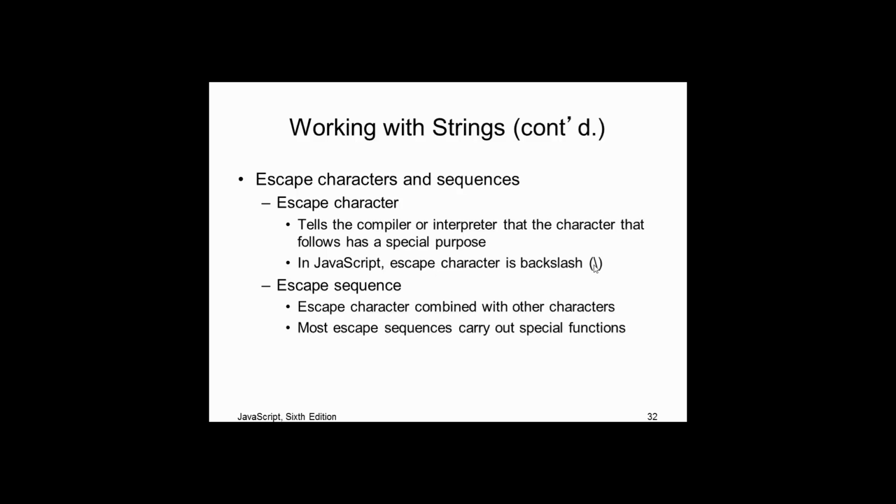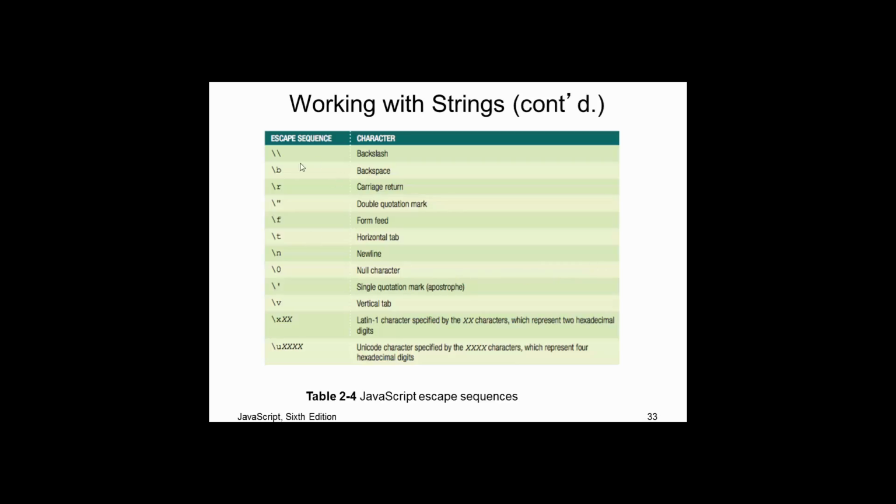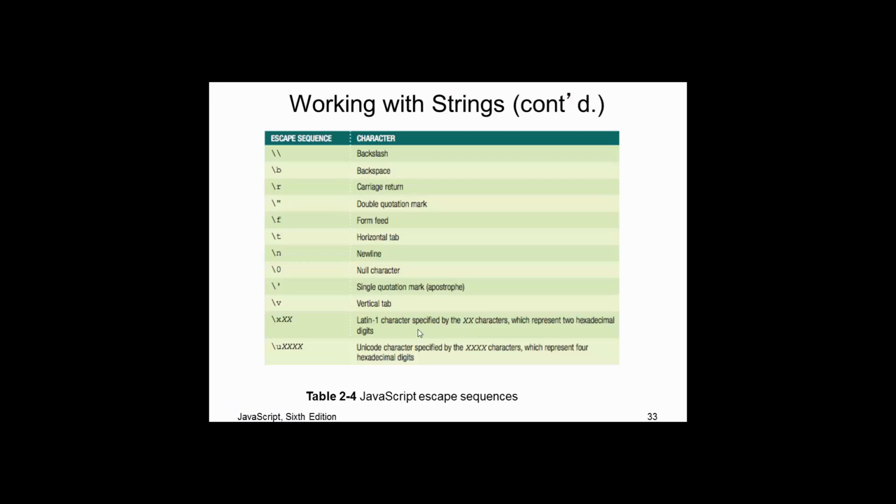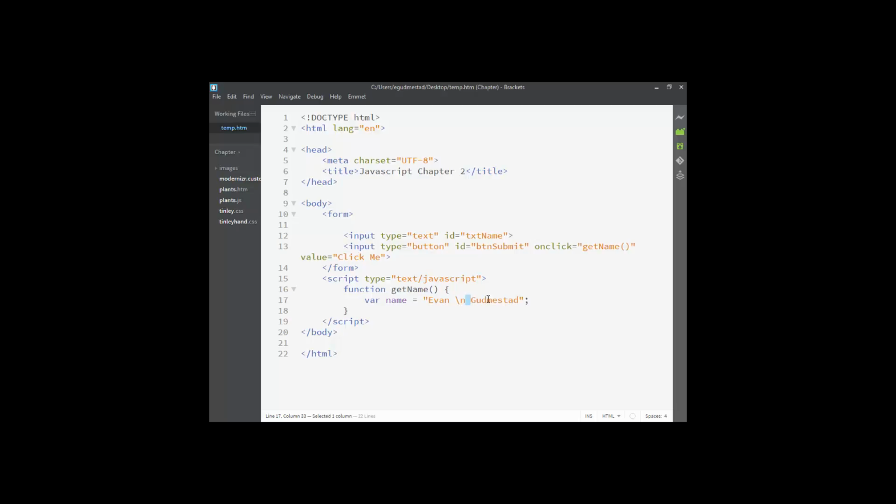You can add an escape character to your strings, which will cause one of these actions to occur. Really, probably the most popular one is a new line, which will cause your output to go on a new line. So let me demonstrate that real quick. So this button calls get name. So you can see a backslash n is going to cause the second name to go on a new line.